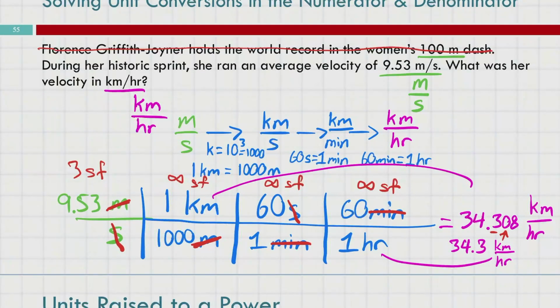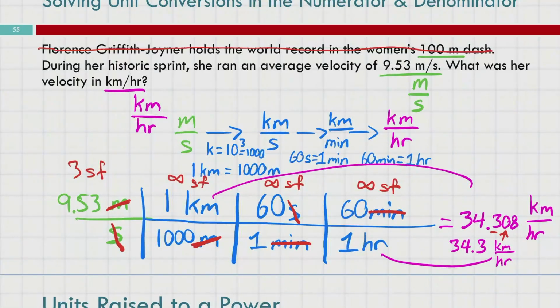The way that I put it in the calculator, I did 9.53 times 3.6. The way that you'd probably put it in your calculator, 9.53 times 60 times 60 divided by 1,000. Or 9.53 divided by 1,000 times 60 times 60.